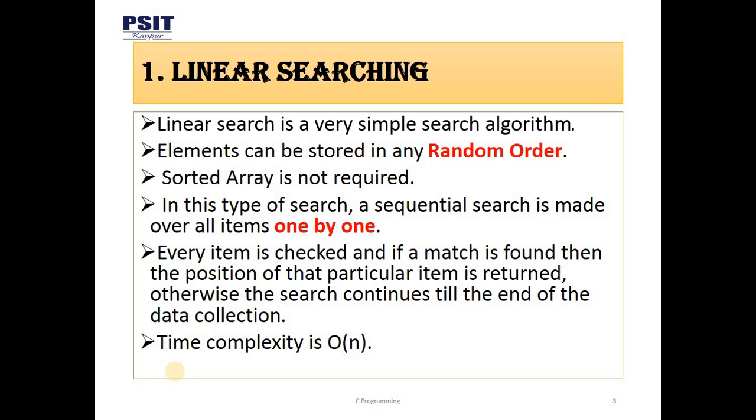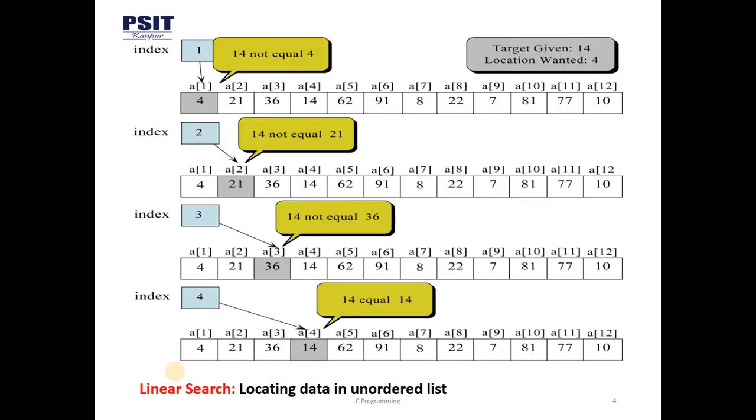Here the worst case complexity, or you can say average case complexity, will be on the order of n, where n is the number of elements stored in the array. Let's explain this linear searching technique by a suitable example.